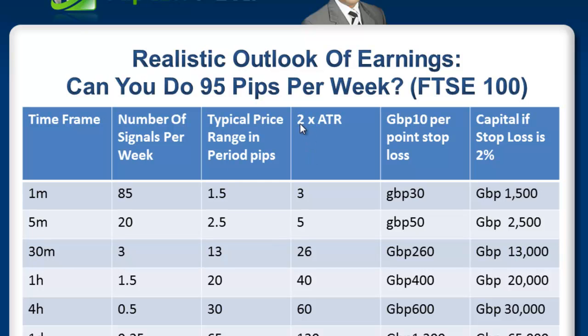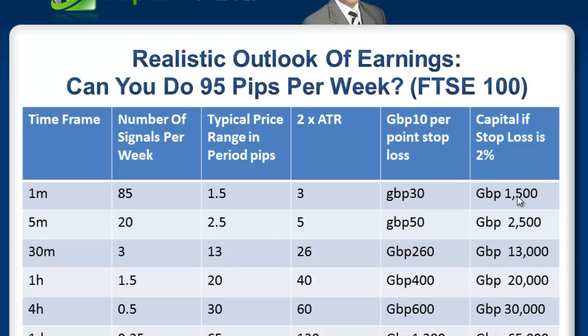And if you take a stop loss, therefore, of 2 times that, then you've got a 3 ATR stop loss. At £10 per point stop loss, you're looking at losing £30, of course, if that happens. And the capital you'd need, if £30 was 2% of your trading capital, would be 1,500. Okay, so what this chart shows you is how much you'd be losing if you had a 2% of capital stop loss and were betting £10 a point.